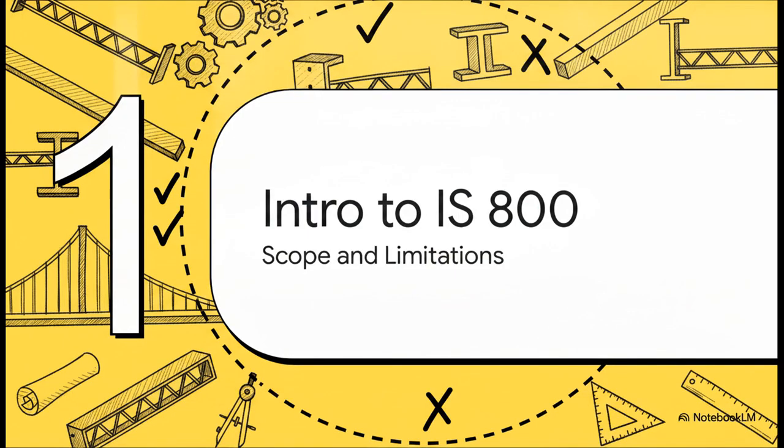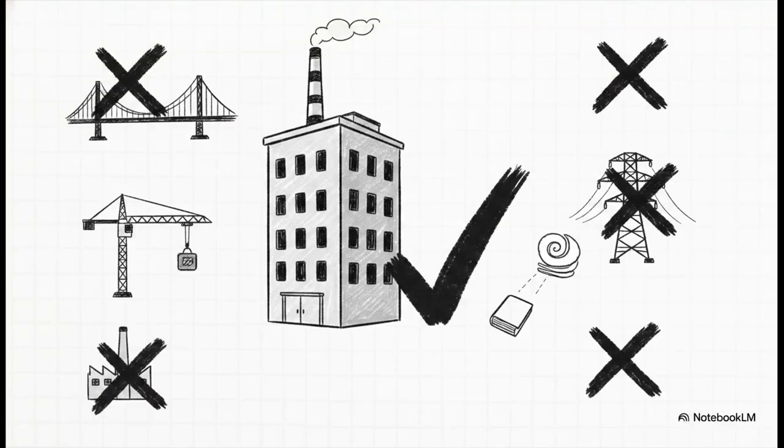All right, Section 1, Introduction to IS 800-2007. The crucial word to focus on here is general. IS 800 is your prime document for general construction in steel structures. Think hot-rolled steel sections joined by riveting, bolting, and welding. But, it's absolutely crucial to understand its boundaries.